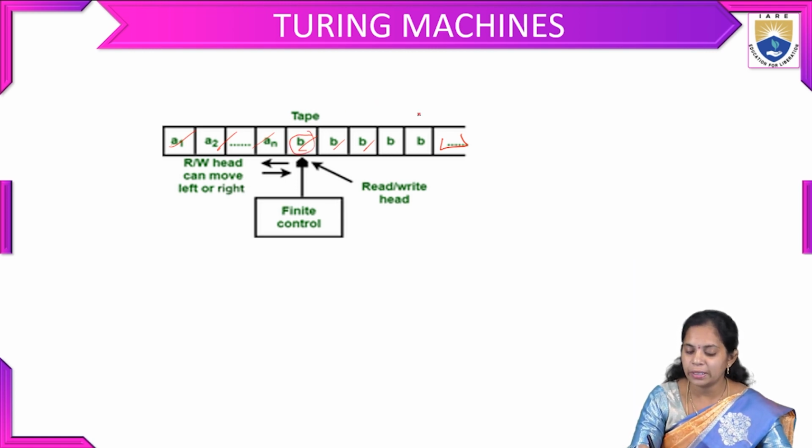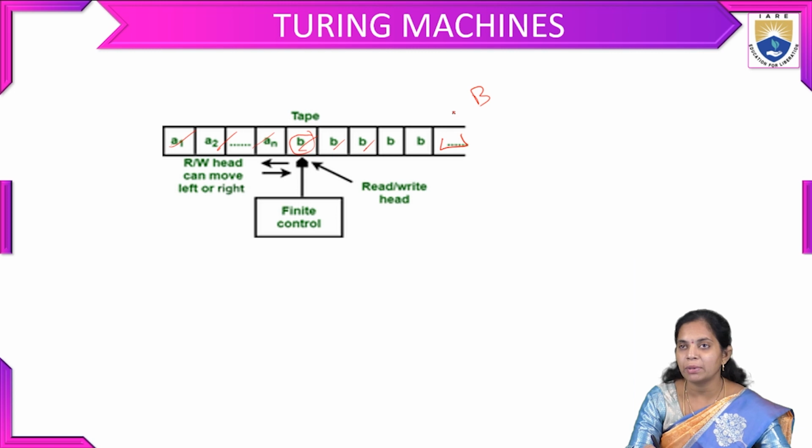There is a difference between capital B and small b. If capital B is there, that is a blank symbol. Sometimes in some textbooks we also write the blank symbol like this. And these are all the tape input symbols.